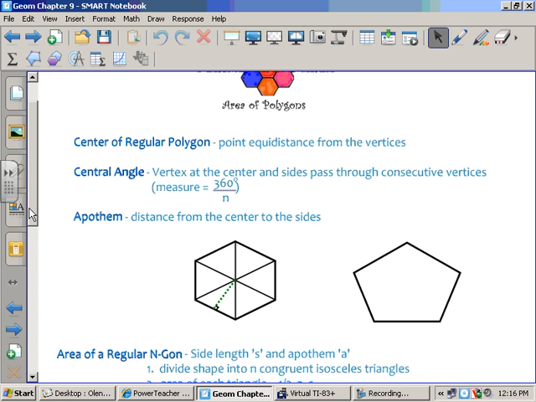The central angle, just like a central angle in a circle, has its vertex at the center. But a circle doesn't have corners, so the central angle can just be anywhere. In a polygon, because there are vertices, the central angle's ends intersect those vertices. So in a six-sided figure, how many central angles can I have? 6, right? In a pentagon, how many central angles can I have?